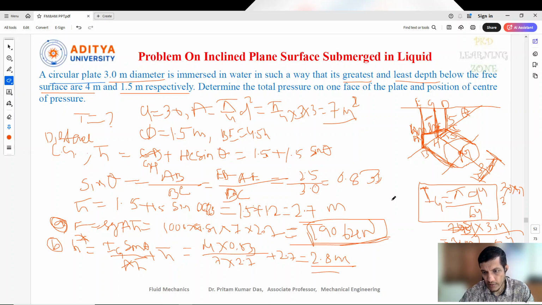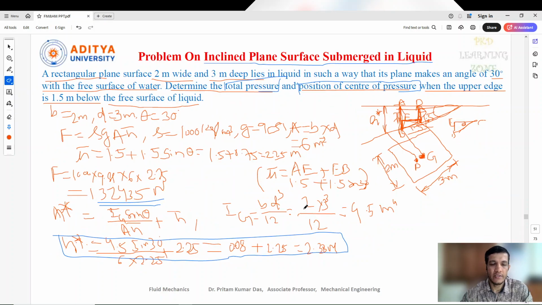Okay. So this is the height from the surface of the liquid to this center of pressure point. By that we can solve this kind of problem when the object is inclined and submerged in the static liquid. So I hope you understood how to solve the problem.